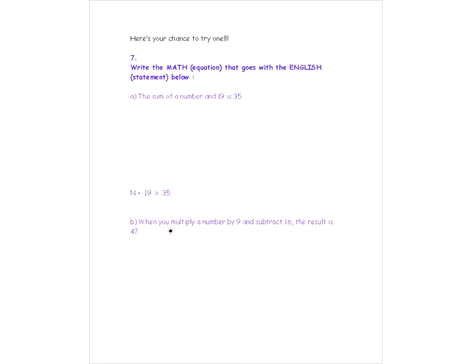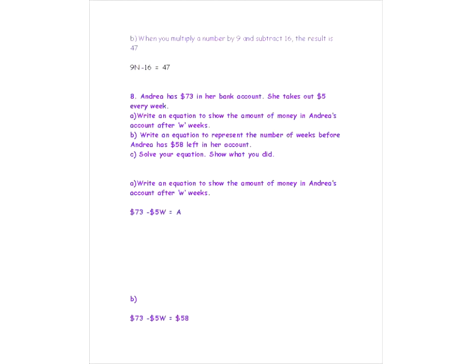All right, so for the next one, B, it says when you multiply a number by 9 and subtract 16, the result is 47. Okay, so when you multiply a number by 9, the number is n, so it's 9n. And then subtract 16, we just write minus 16. It says the result is 47, so we write equals 47. So this here is our equation.